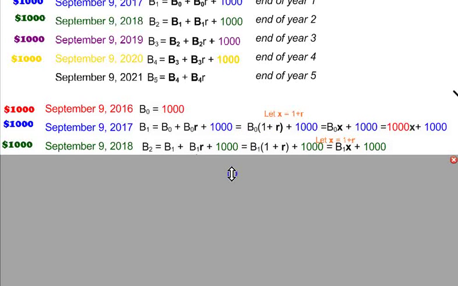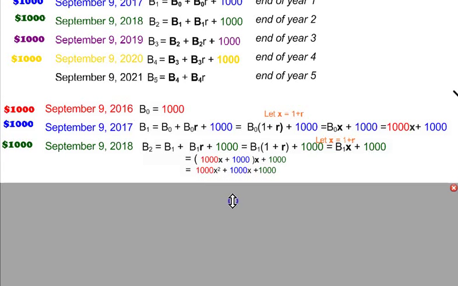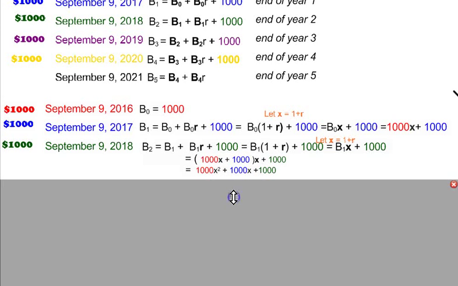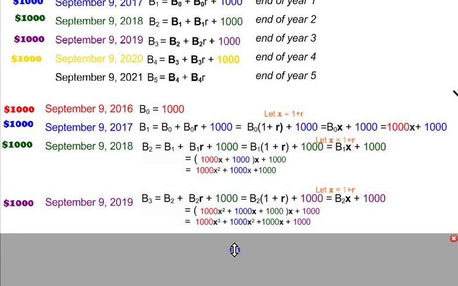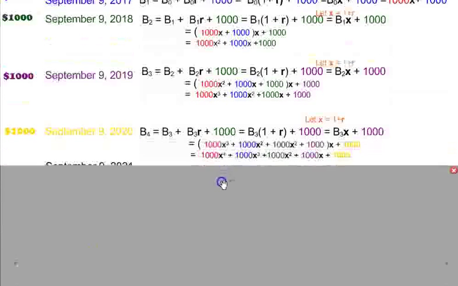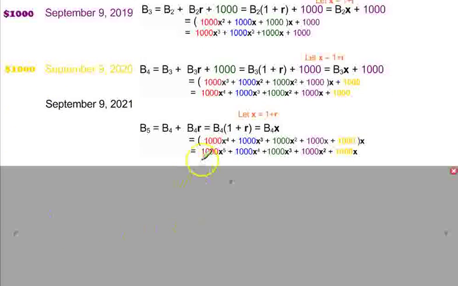We do the same thing for the end of the second year, and we end up with this expression to represent the balance at the end of the second year. We do this for the end of the third year, the same process, all the way down to the 5th year, and we end up with this. And some of you may say, why do we end up with this?